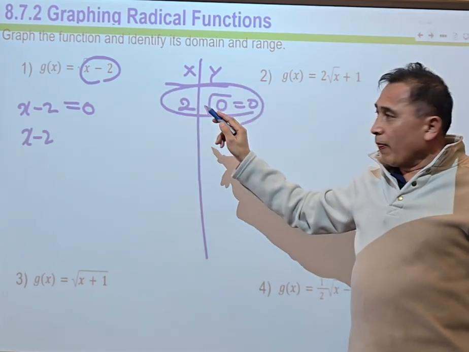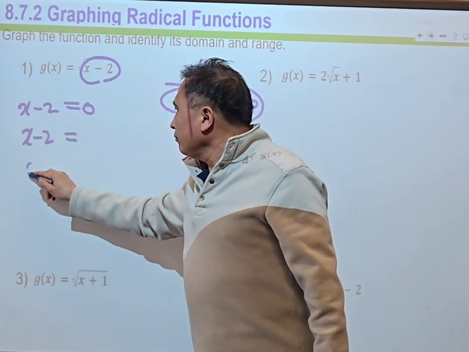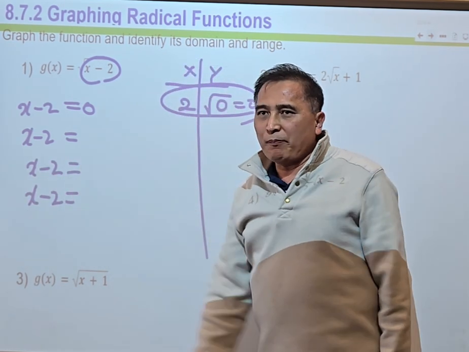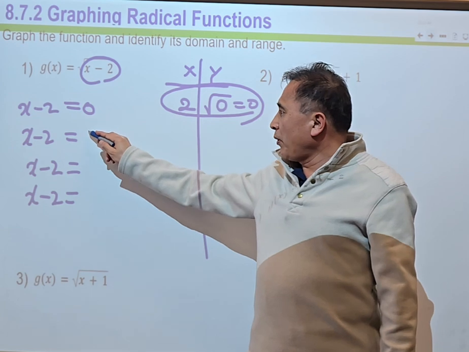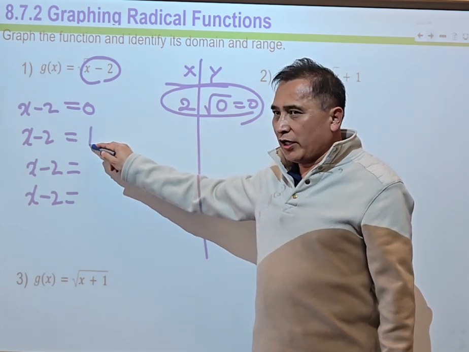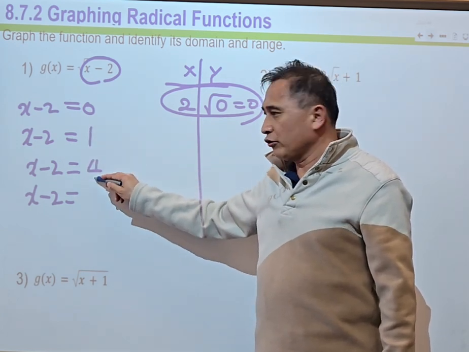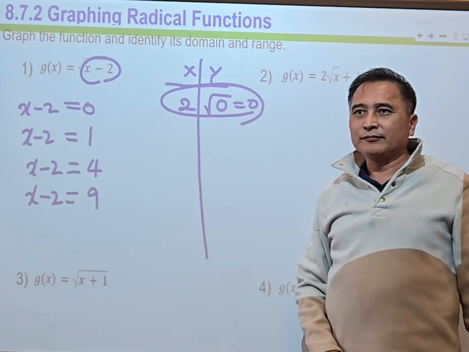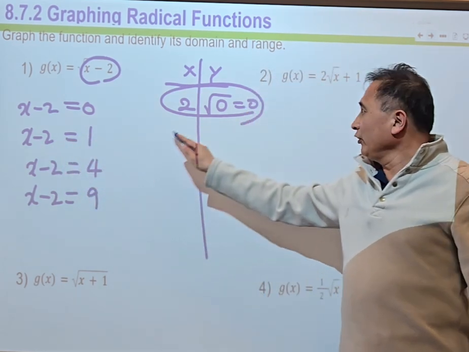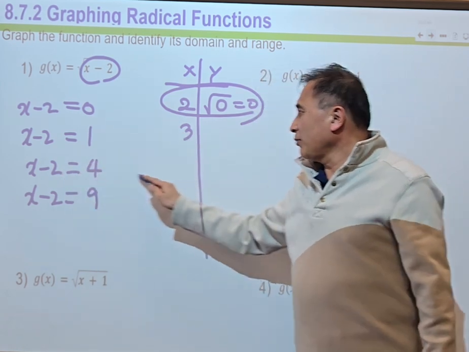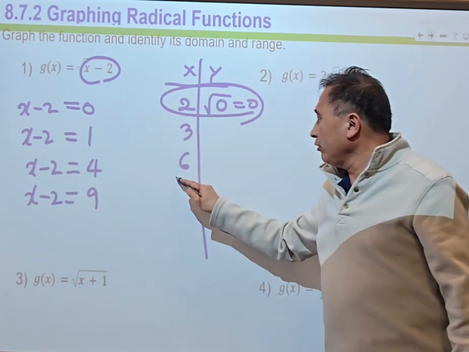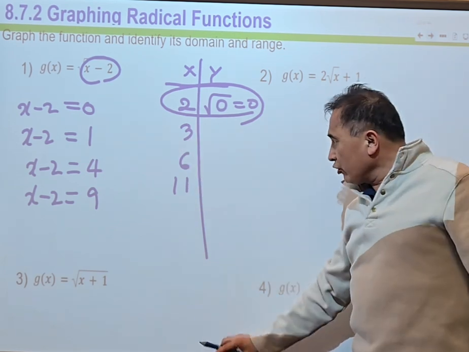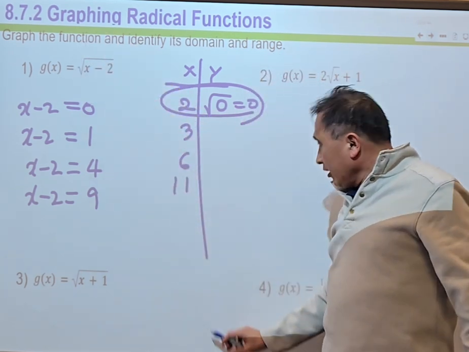Everybody got it? And then you write x minus 2 a few more times, maybe 3 more times, and put the perfect square numbers there. So perfect square number 1, next perfect square number 1, next perfect square number 2 squared, 4, 3 squared, 9, right? At the time, x value here 3, x value here 6, x value here 11. Everybody got it? And those all the time are the function, you put this one there.